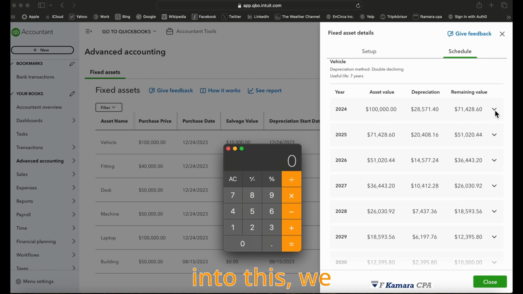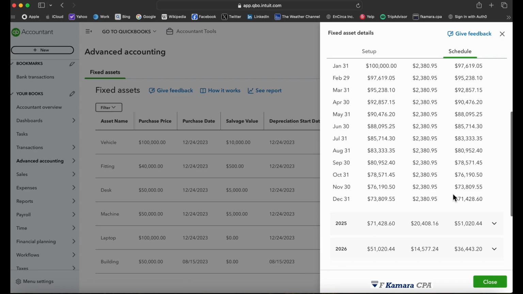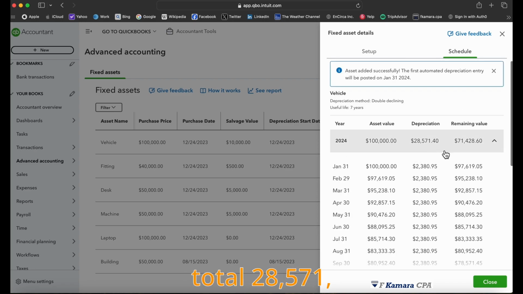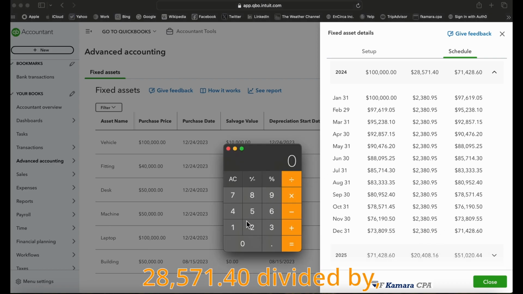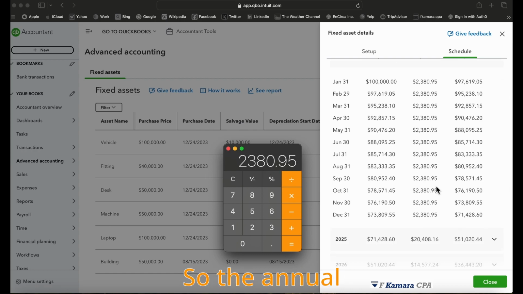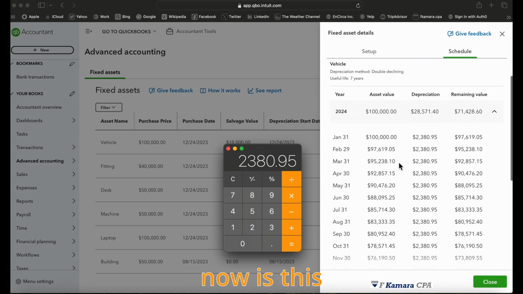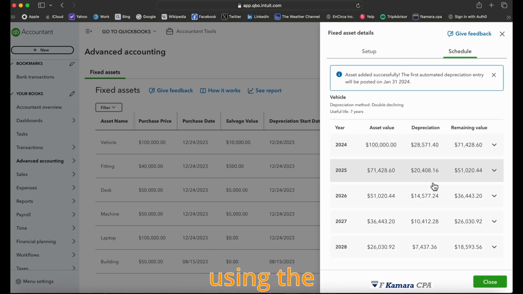So if we drill into this, we can see these are the monthly depreciation. So the annual depreciation, which is the total 28,571, you spread it over the number of months. So if we say 28,571.40 divided by 12 gives you the monthly. So you see, now we have 2,380 for each of the months. So the annual depreciation is the 28 grand, and then the monthly depreciation now is this amount. So that's how to calculate the depreciation using the double declining method.